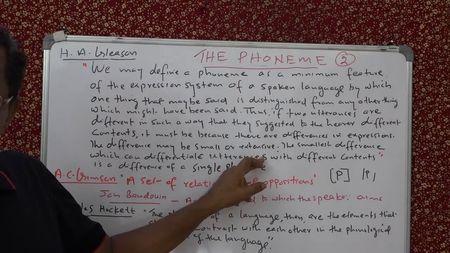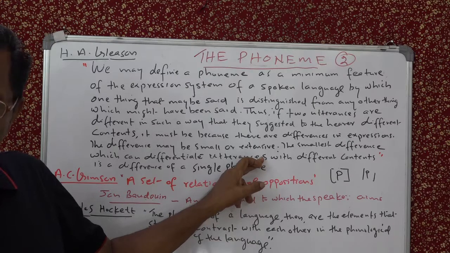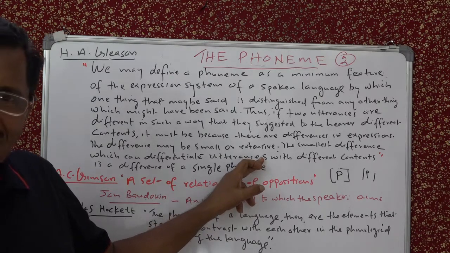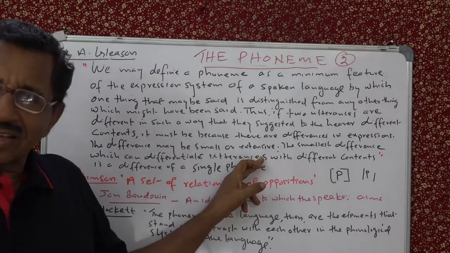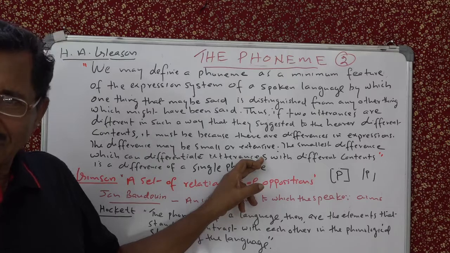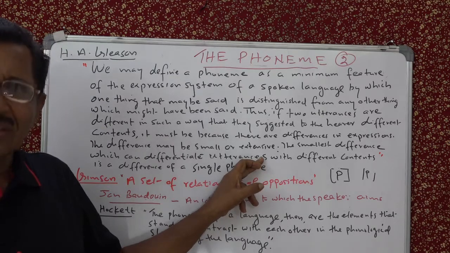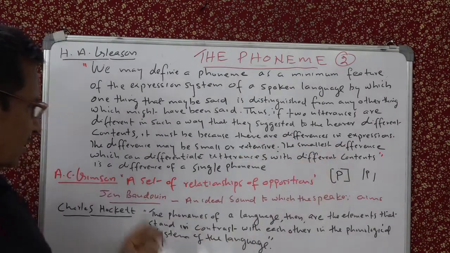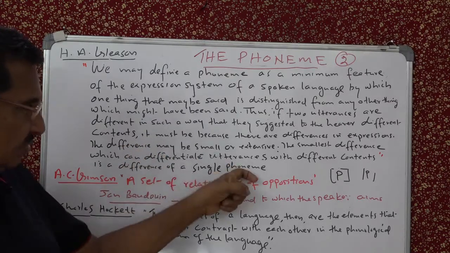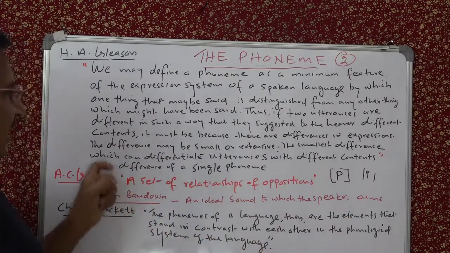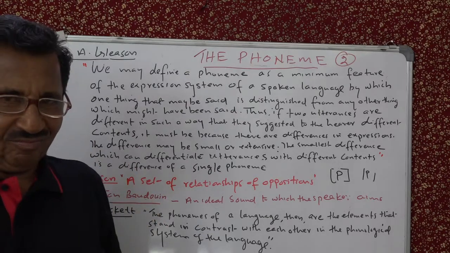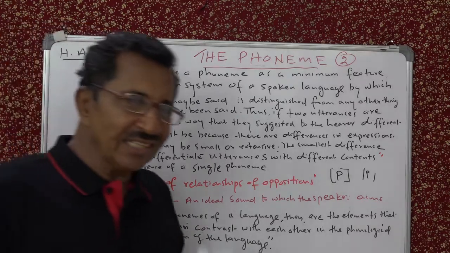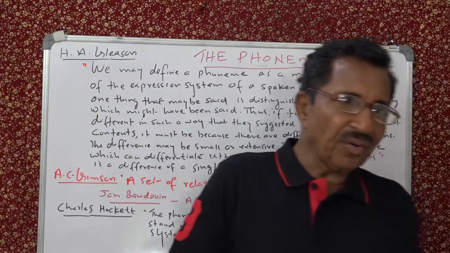The difference may be small or extensive. Small means one sound can differ. Pin, bin, small. Extensive: arrangement, ambulance. Both are different, extensive. In pin, bin, that is only a small difference. But in arrangement and ambulance, the difference is extensive, meaning all the phonemes are different. The smallest difference which can differentiate utterances, means words, with different contents is a difference of a single phoneme. Understand? So here Gleason is emphasizing this point of difference.